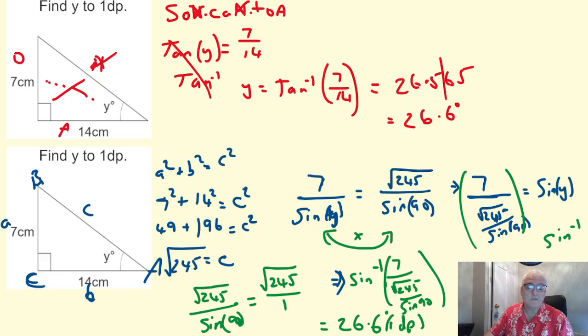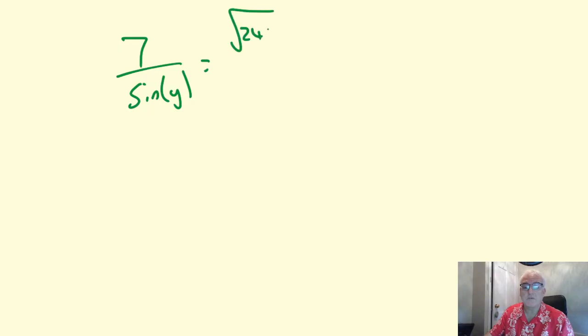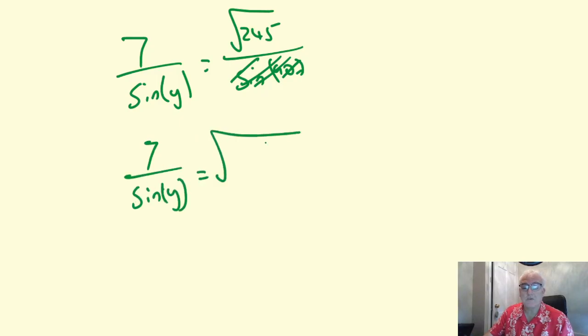Okay, so let's just look at the workings for that. Remember I started off with 7 over sine of y equals root 245 divided by sine 90. If I simplify that to being 1, I can just say it's the numerator only. So 7 over sine of y equals root 245. And then if I want to swap those over, 7 divided by root 245 is going to give me sine y.